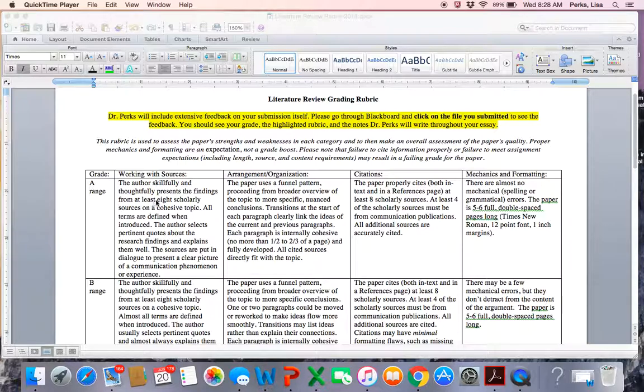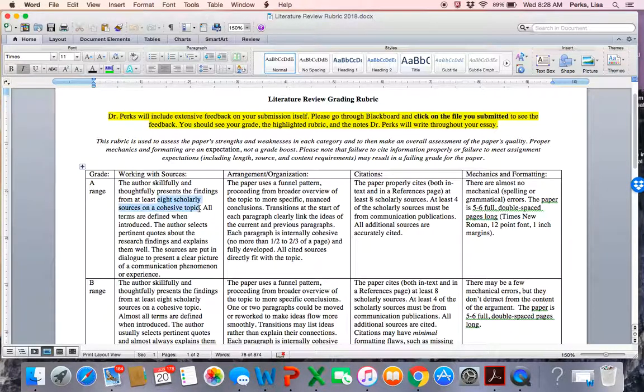So one of the key things here that we've emphasized throughout this summer session is the 8 scholarly sources. That's really important. We've built toward that. Again, you had 6 that were graded, but you need 8 total. One key thing that we'll also see in the A range for working with sources is that you need to define your terms clearly as you go. And I encourage you to use definitions from the scholarly literature, not the Merriam-Webster or any other online sources. It's not the issue that it's online. The issue would be that it's not defined precisely for communication scholarship purposes.